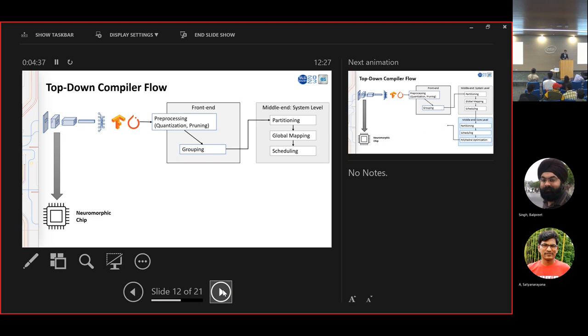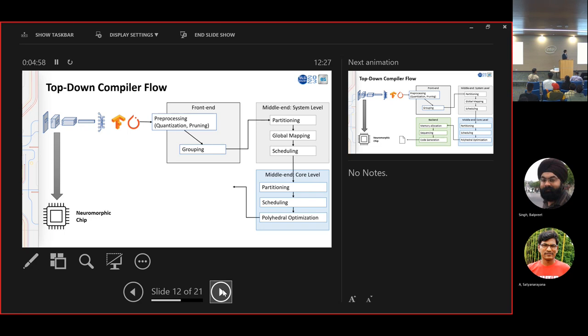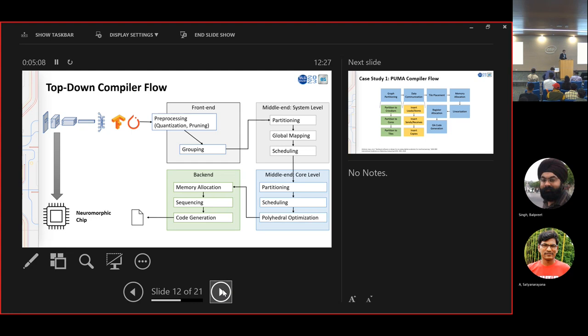We start at the system level: we partition our graph, do a global mapping on this scaled-out multi-core architecture, and schedule this at the system level. It's a little bit like a conventional multi-core compiler for a data flow problem, so that's very similar here. Then we go one step below and do a core-level optimization with the same steps. We have to partition it, schedule it, and then can run polyhedral optimization on each of these individual steps. Finally, in the backend, we do the memory allocation, the sequencing, and the code generation for all these steps. So this is our internal compiler flow.